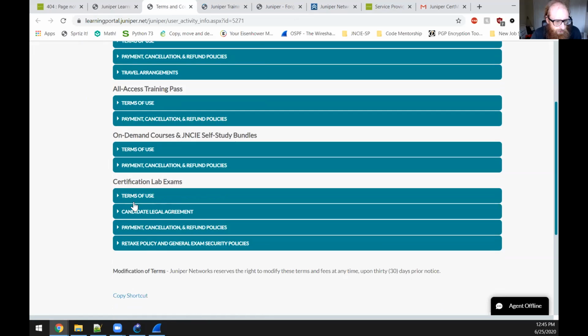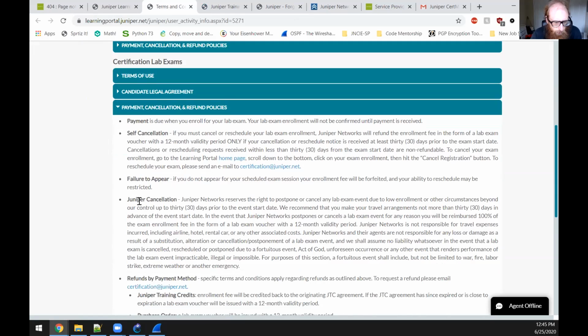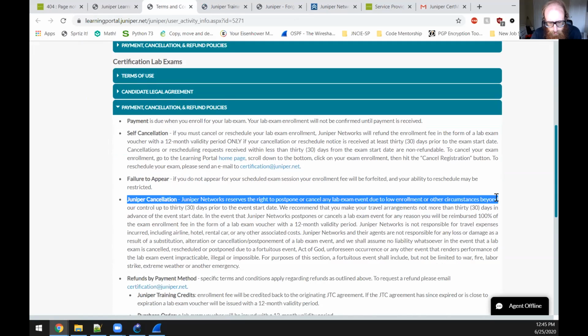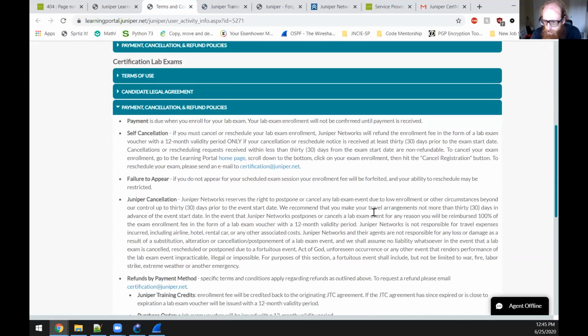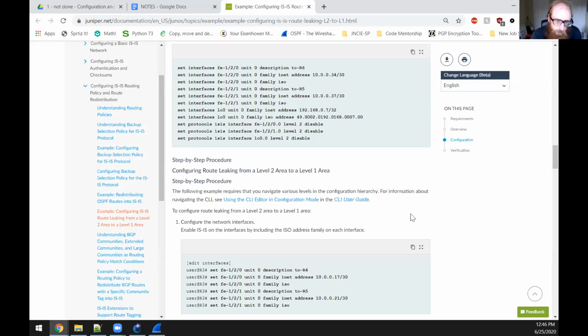So, terms of use, here we go, cancellation. It'd probably be a Juniper cancellation. Low enrollment, 30 days. So we recommend that you make your travel arrangements not more than 30 days in advance, because if you do that, they might cancel it. So that's good to know. Glad I looked that up. So I'll make a note of that in the video notes.